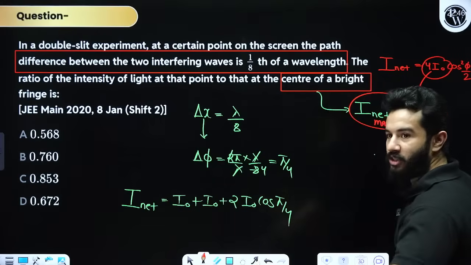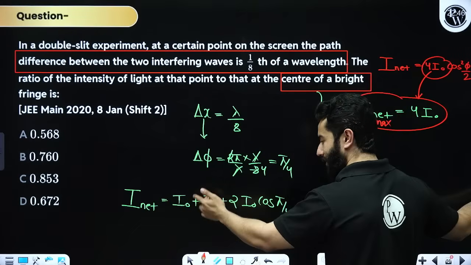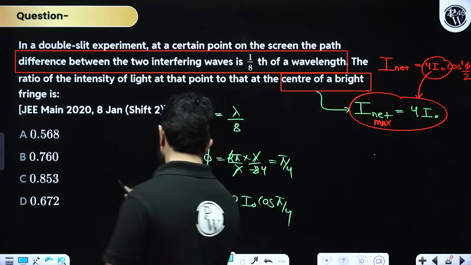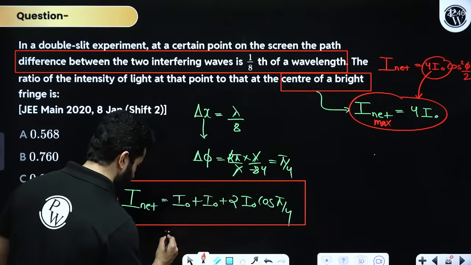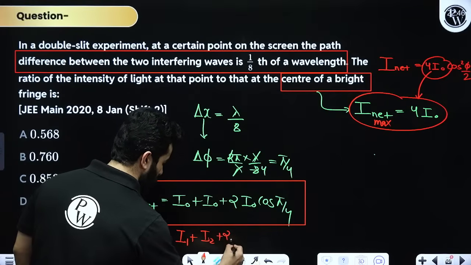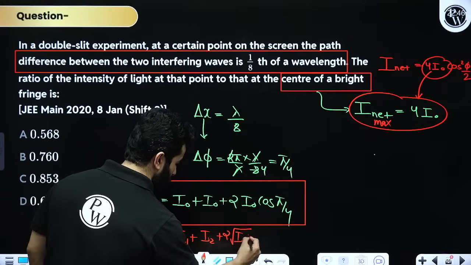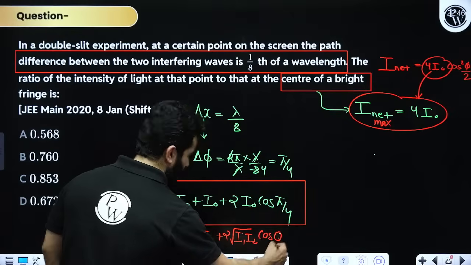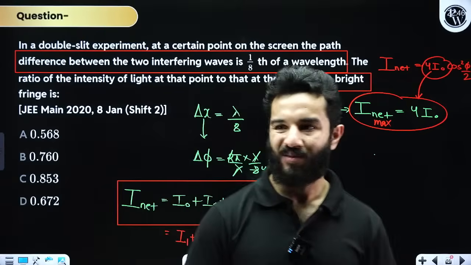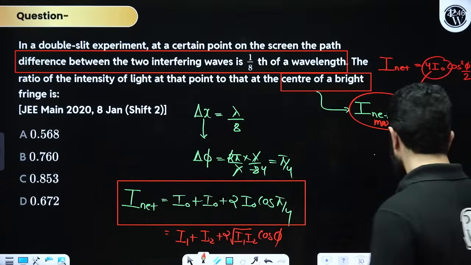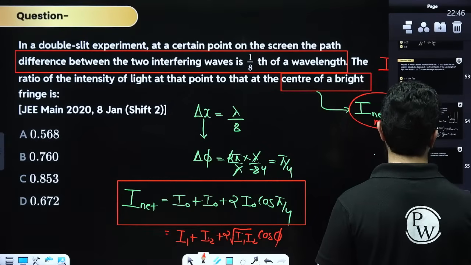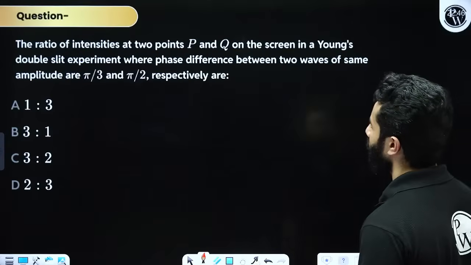This normal formula is I net equals I1 plus I2 plus 2 under root I1 I2 into cos phi. So use this formula. It will be in some decimal, but you will get your answers. Okay. Clear, my dear friends? Quickly let me know in the chat box. This is all sorted. What about this one?